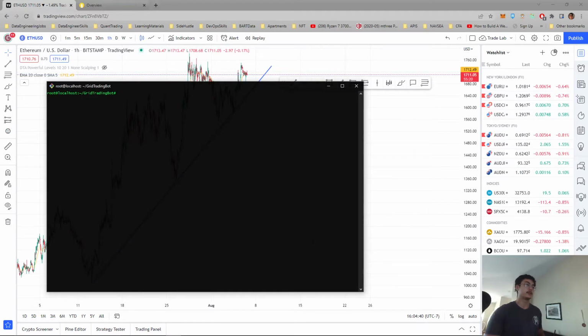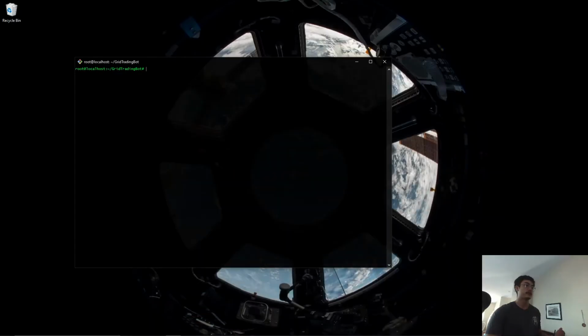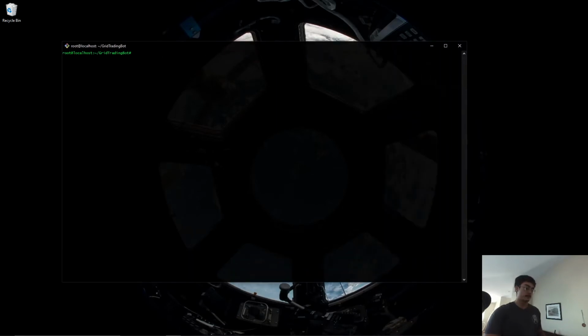So here we're going to go to our Linode server. This is what I used to deploy the bot. I will have a link to the code or the GitHub repository in the description. So let's put that away for a second, make it a little bit easier to see. Here we're currently in the grid bot code.